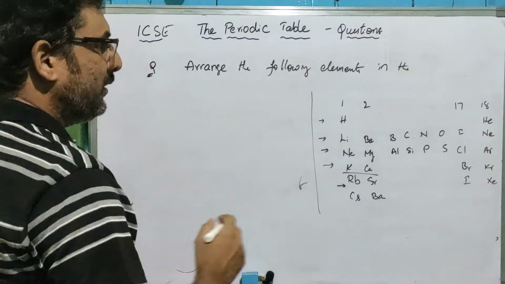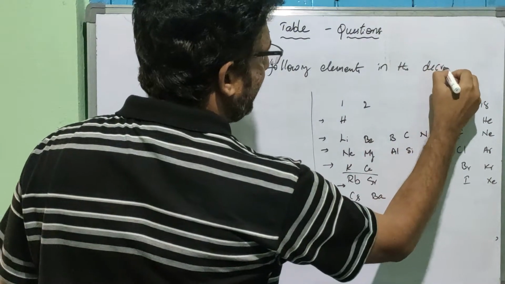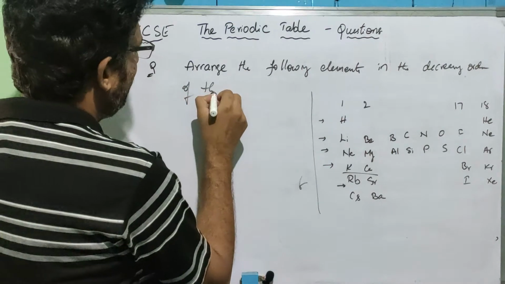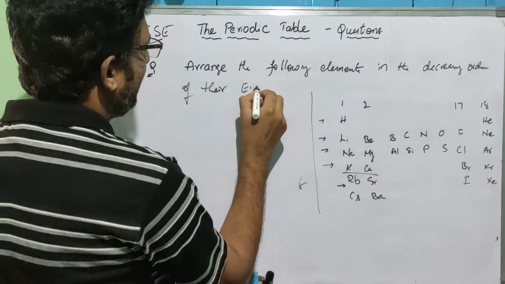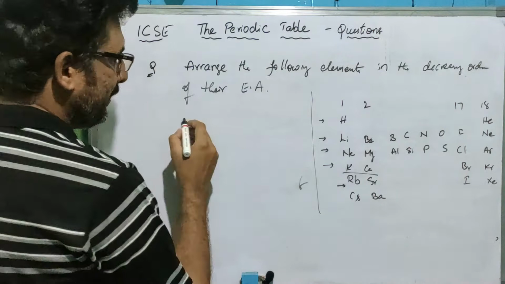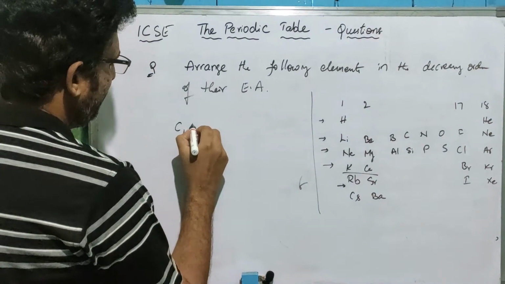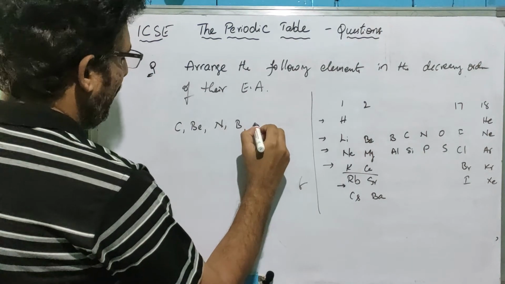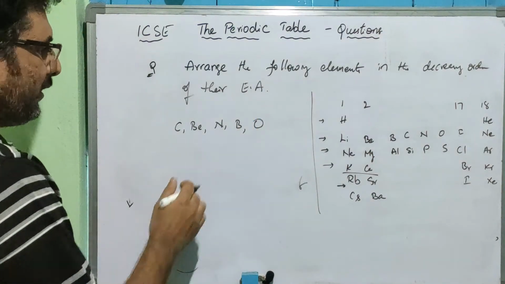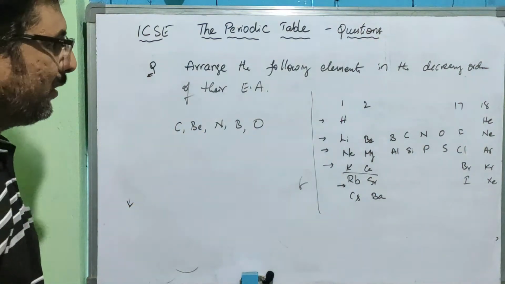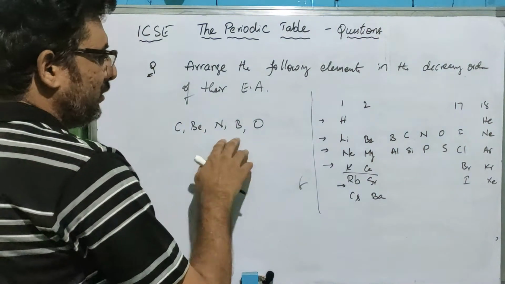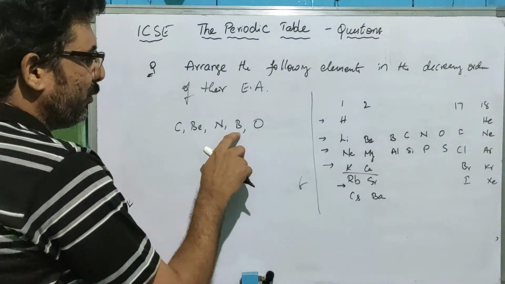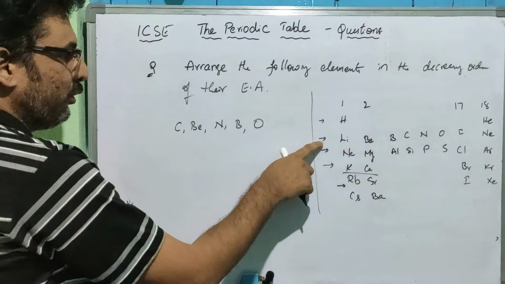Let's see another question of similar type. Arrange the following elements in the decreasing order of their electron affinities. Okay, let's take this is like carbon, beryllium, nitrogen, boron and oxygen. So now in this case you have 5 elements. So first of all, see to which group or period they belong to. Carbon, beryllium, nitrogen, boron, oxygen. So they all belong to period 2.